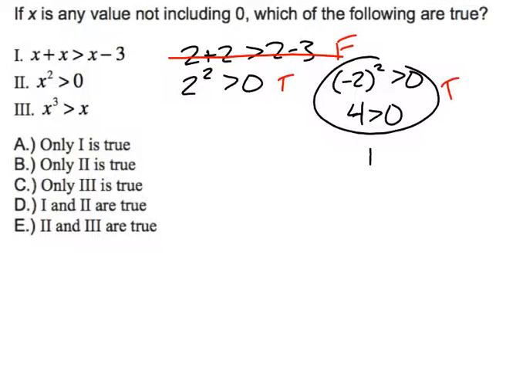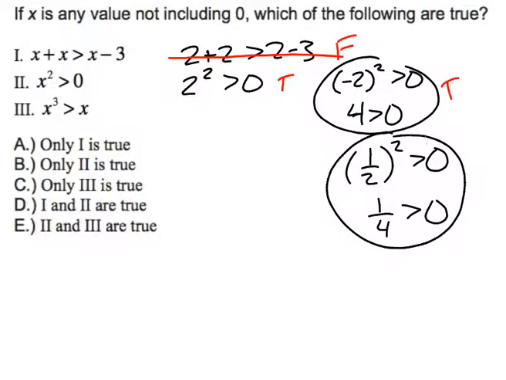Let's check out a fraction. So like a half squared, is that greater than 0? Yeah, 1/4. And you can do this in your head. You don't have to write it down. But that one also works. So I tested a positive, a negative, and a fraction. They all worked. I'm not testing 0 because it told me not to. 0 would not work in this case. So it looks like at least 2 is true. That knocks out A for me. That knocks out C, since C says only 3 is true. It could be B, D, or E. Well, I guess not D at this point because 1 did not work for me. So B or E at this point.